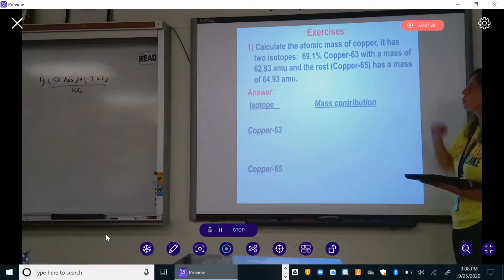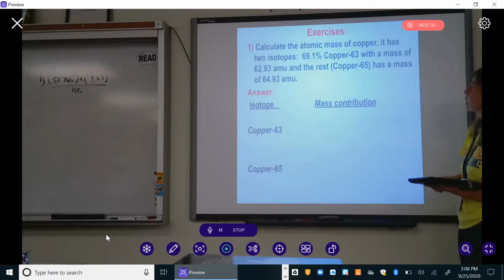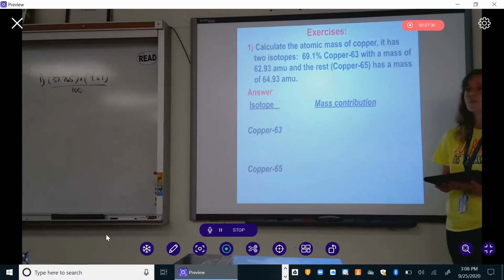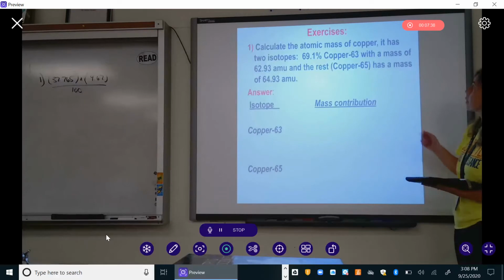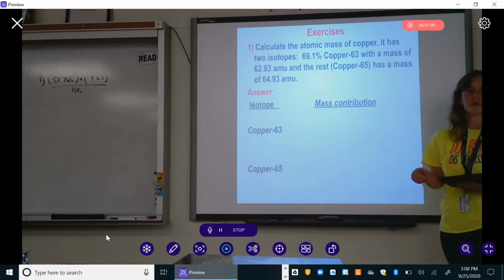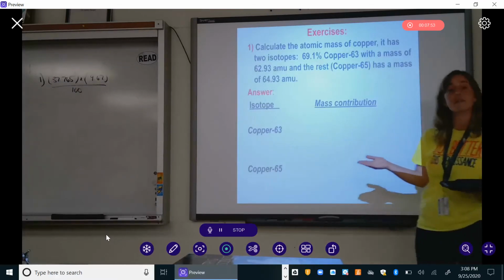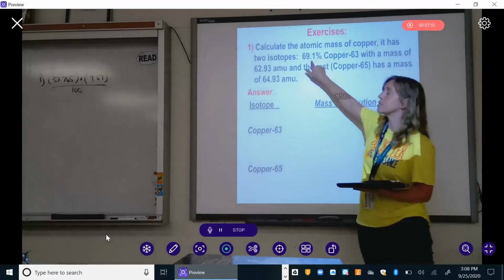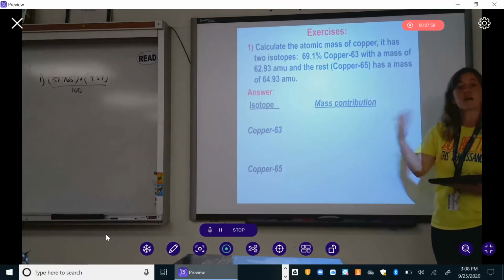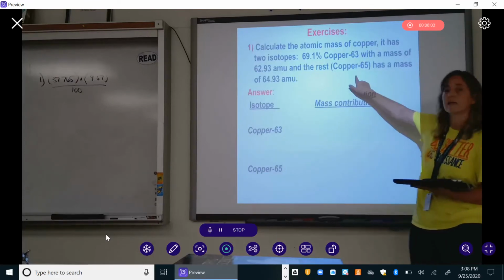Now, what if we were looking for copper? Copper has two naturally occurring isotopes, okay? Copper 63 occurs 69.1% of the time, and copper 65 occurs 30.9%, okay? Now, the next question you're going to ask is, well, how did you know it was that percentage? Well, remember, everything's out of 100%. So if I know that this is 69.1%, I can say 100 minus 69.1, and that's going to give me the percentage of the second isotope, okay?